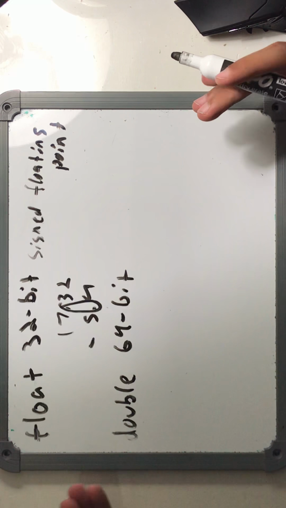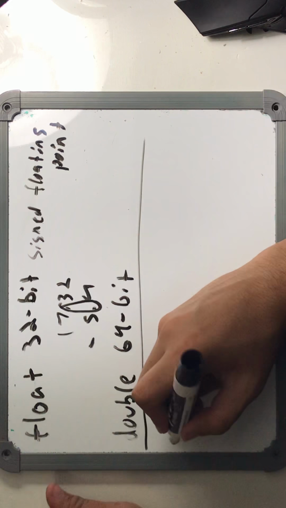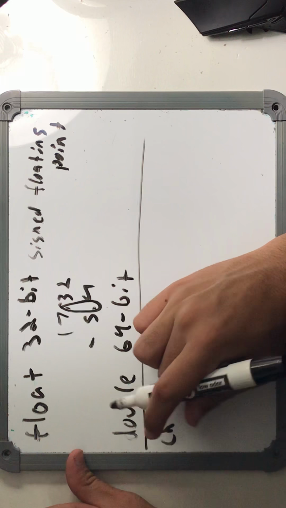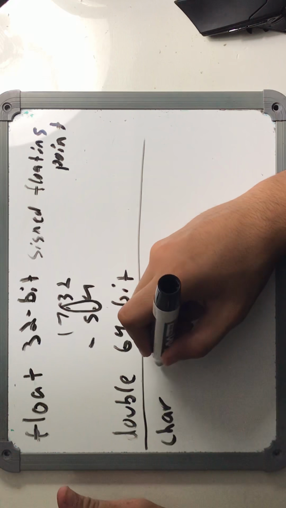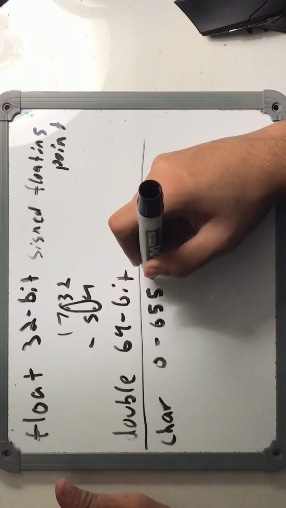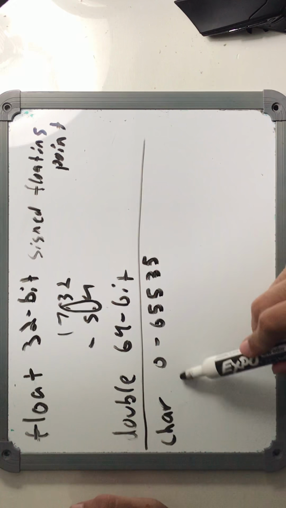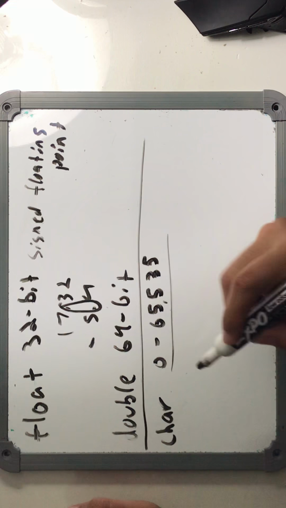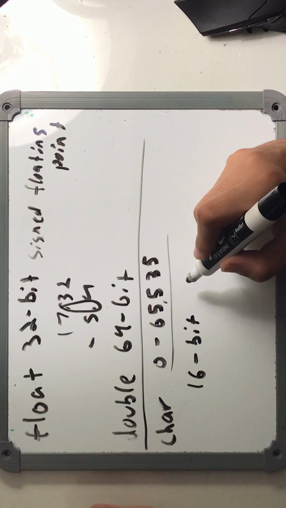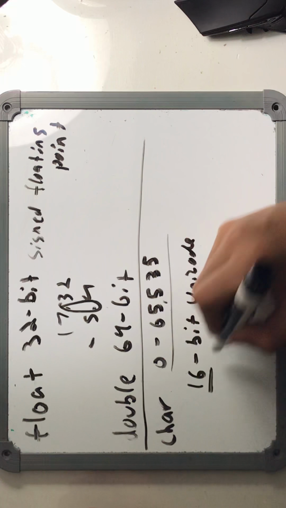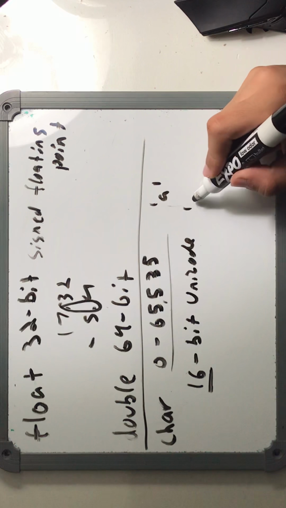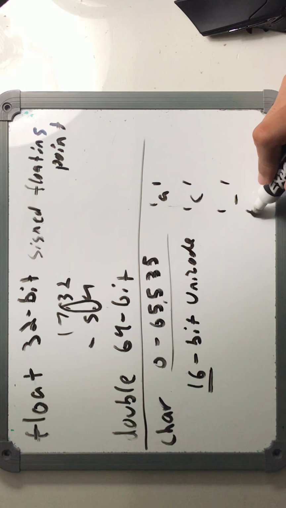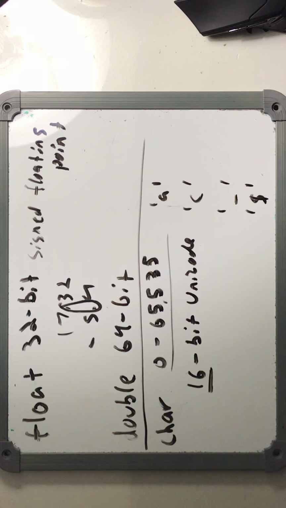The next Java primitive data type is a char. Char is a data type which you can use to store characters. The range for char is 0 to 65535. And yes, you do have to memorize this. This is very important. The size for a char is 16-bit, a Unicode character. So the size is 16. So you can actually store things like the lowercase a, or capital C, or an underscore, or I don't know, a dollar sign. It doesn't matter. This is what a char can hold, the range at least.